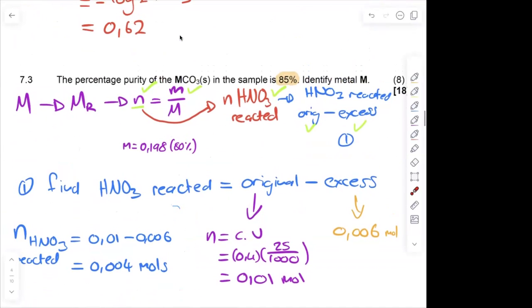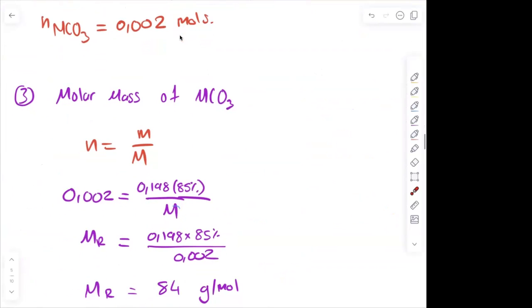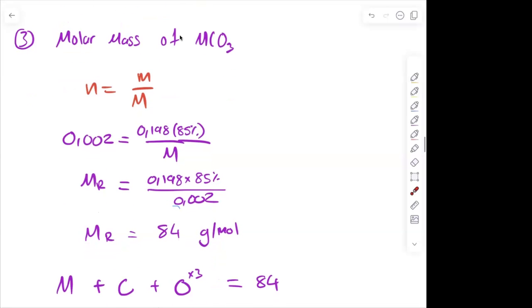The next step, this is step 3, I need to figure out the relative molecular mass of MCO3. To do that, I'm going to use this equation here, where I've got the number of moles. We just worked these out. We've got the mass. We were given a mass at the beginning, and we were told that our percentage purity is only 85%. Then we use that to solve for our relative molecular mass, which we then did. After correcting that 82 and 85, we got the right answer, which is 84 grams per mole as the relative molecular mass for MCO3.